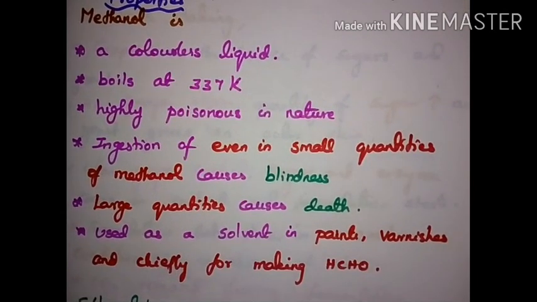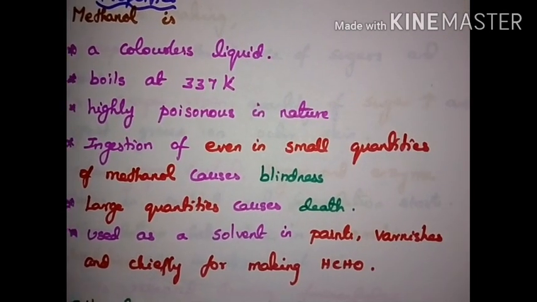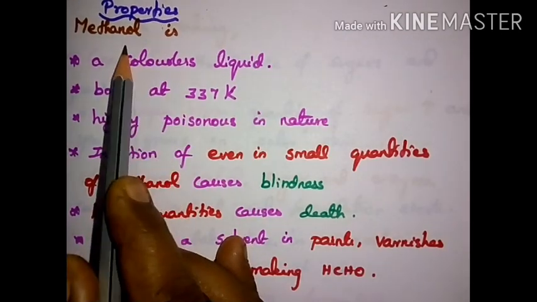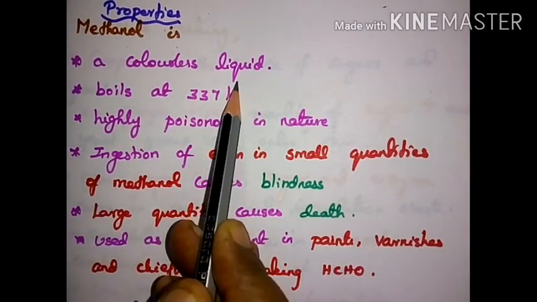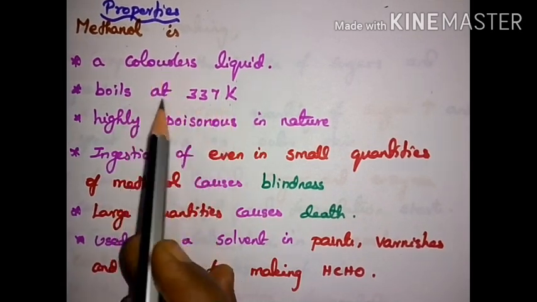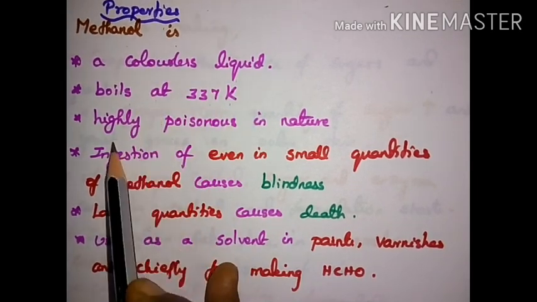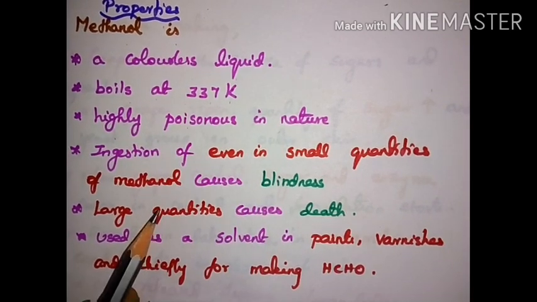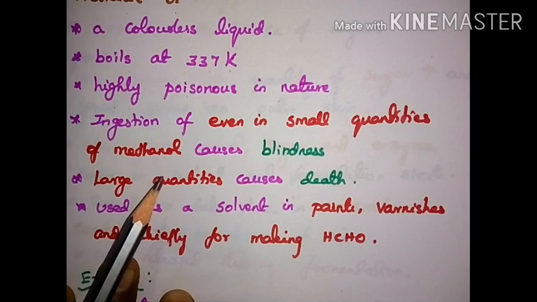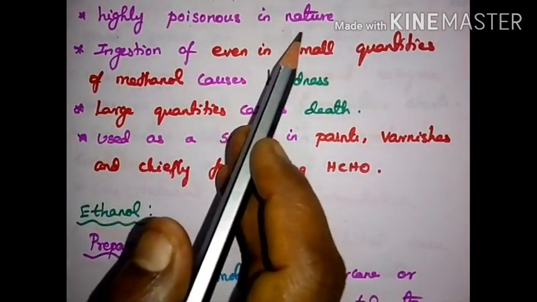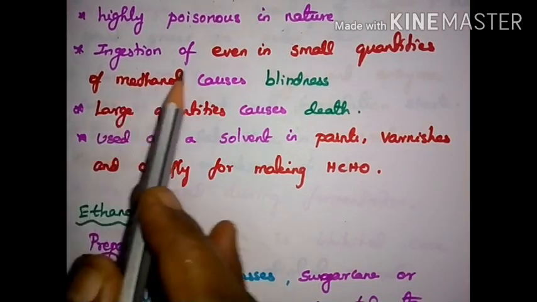Physical properties first. What is its appearance? Methanol is a colorless liquid. It boils at 337 Kelvin. These are the physical properties. And it is highly poisonous in nature.